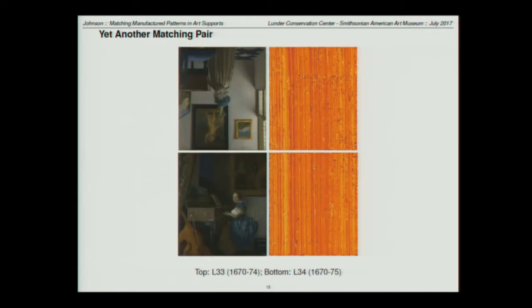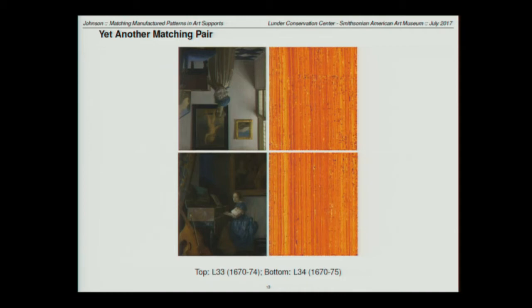Here's another one. Do you think those match? This is another supposed pendant pair. One is the woman standing at the virginals. The virginals is this kind of harpsichord piano instrument, and the other is seated. Walter thinks they're a pendant pair. He thinks one of them's the good girl and one of them's the bad girl. These Dutch paintings often had moral lessons. If you look at the one at the top, the painting in the back that's upside down, that's a Cupid. If you look at the painting here, which you can barely see, this is actually a painting by another artist from the 17th century, and it's a brothel scene. So I think right away you can get the idea as to which one's the good girl and which one's the bad girl.